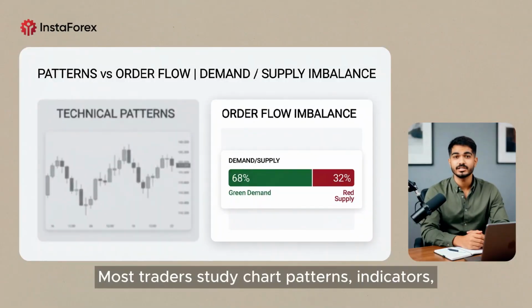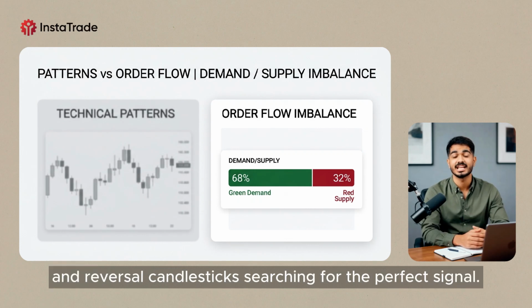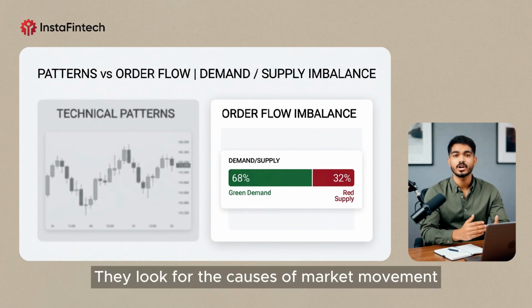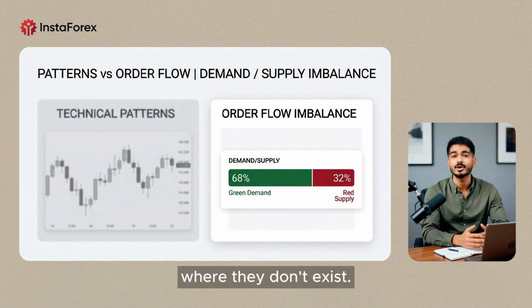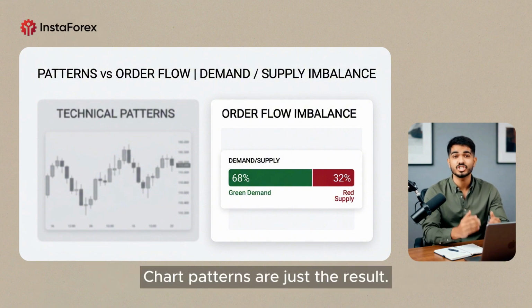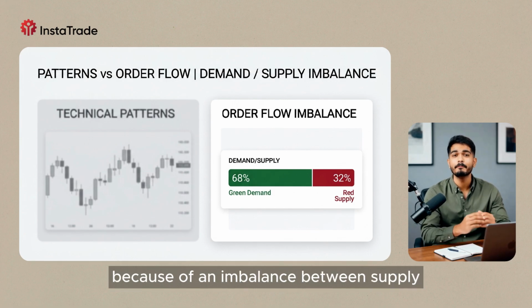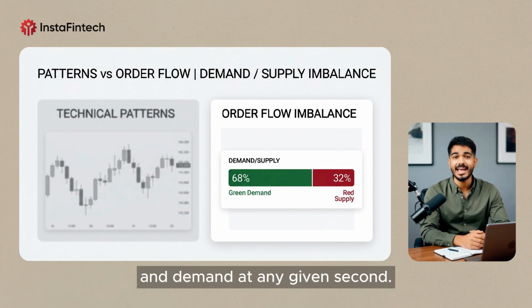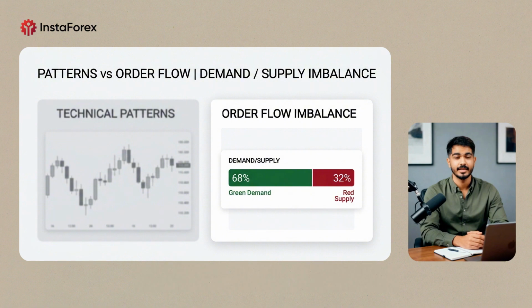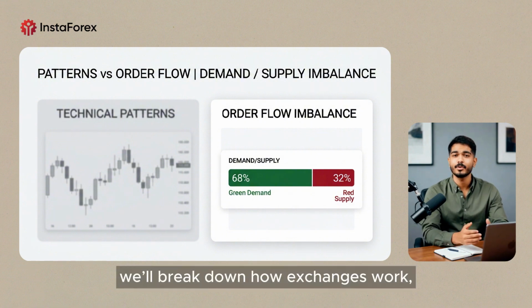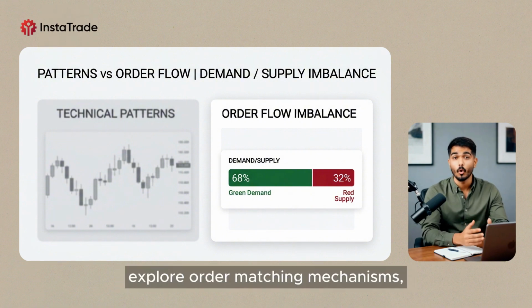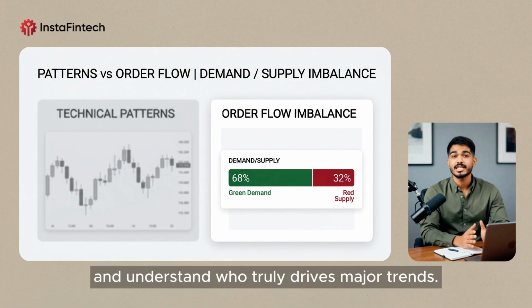Welcome. Most traders study chart patterns, indicators, and reversal candlesticks, searching for the perfect signal. They look for the causes of market movement where they don't exist. Chart patterns are just the result. The price of a financial asset moves because of an imbalance between supply and demand at any given second. In this lesson, we'll break down how exchanges work, explore order matching mechanisms, and understand who truly drives major trends.